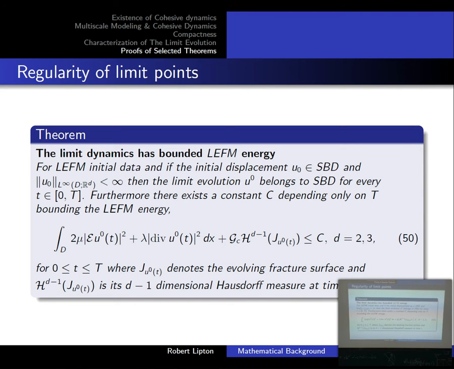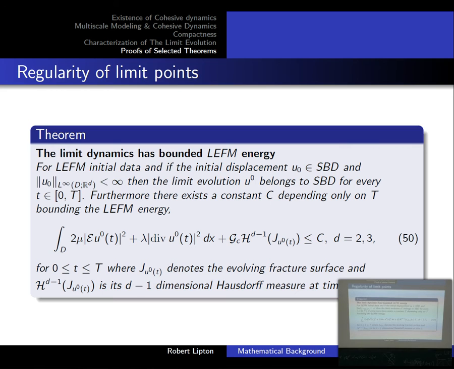So now we know that the sequence, as epsilon goes to 0, has limit points, has cluster points. Now we'd like to characterize those cluster points. Each cluster point we now show lies in SBD, special functions of bounded deformation, and our hypotheses are bounded in L infinity.